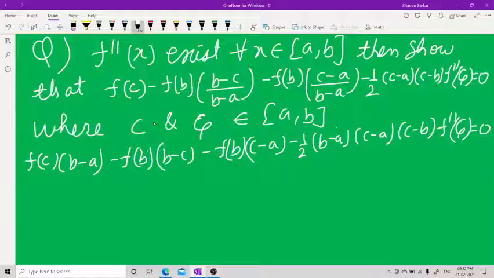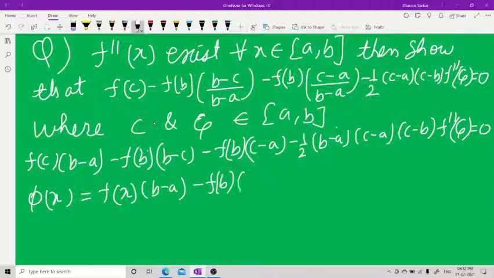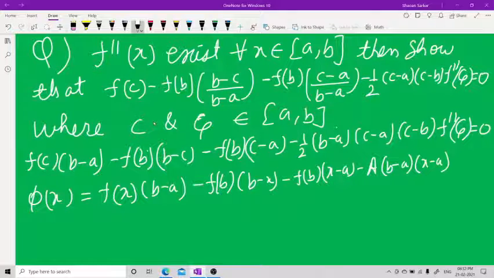Now consider the function phi x. Wherever there is a c, you put x. f(x)(b minus a) minus f(b)(b minus x) minus f(b)(x minus a) minus a times (b minus a)(x minus a)(x minus b). This is our phi x function.